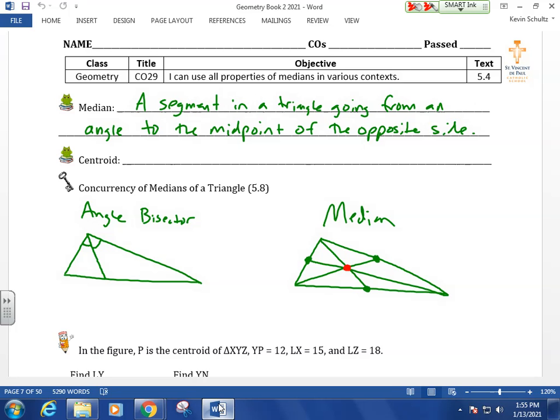I want to be the person that names these points. You have the circumcenter, the incenter, and the centroid. I like it, okay? So the centroid is the point of concurrency of three medians.